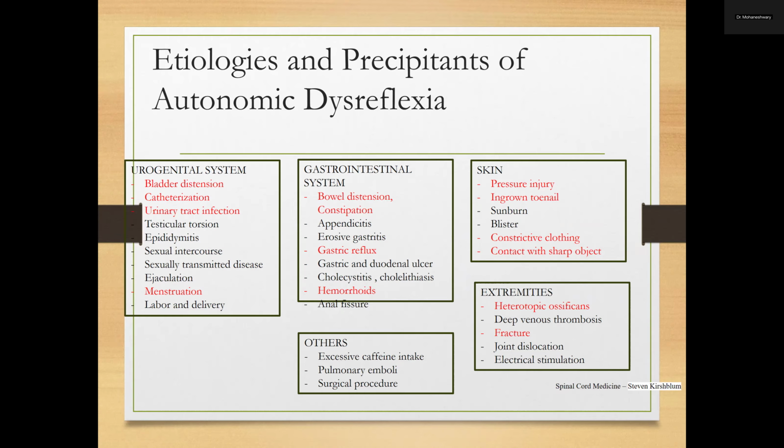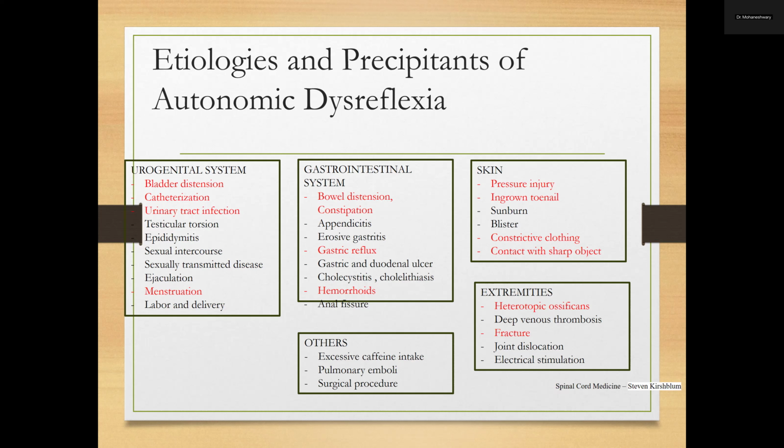Whereas the GI system commonly is bowel distension due to paralytic ileus or constipation, or even, to a lesser degree, reflux GERD, and commonly also hemorrhoids. Okay. Whereas skin is the third most common precipitant, pressure injury. Many of them go back and develop a new pressure injury and then they come in with AD. So look into that.